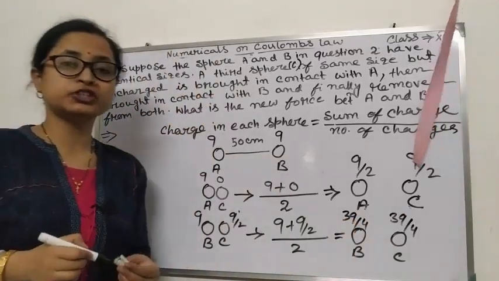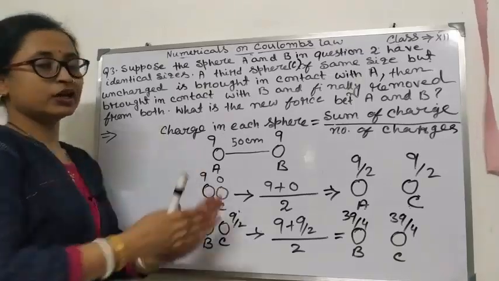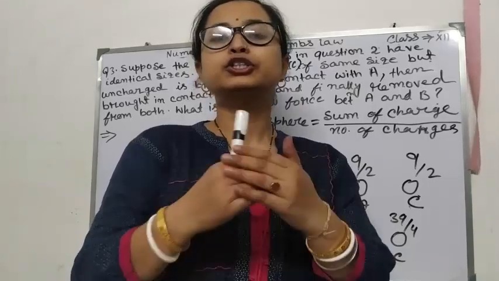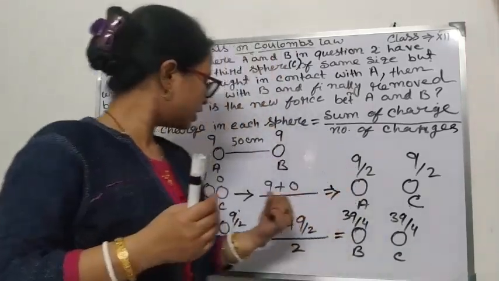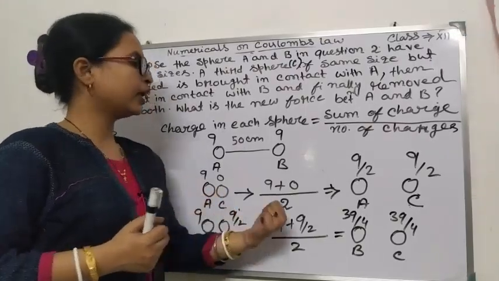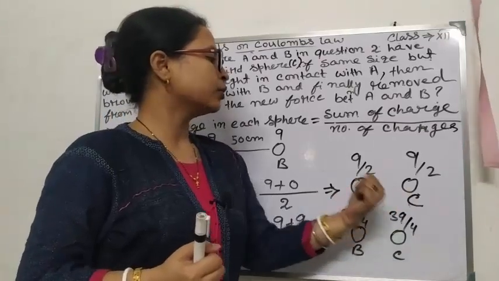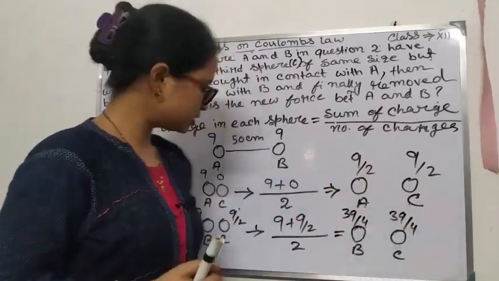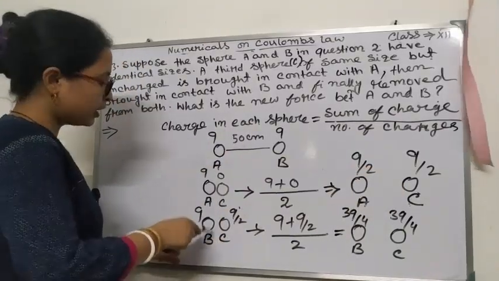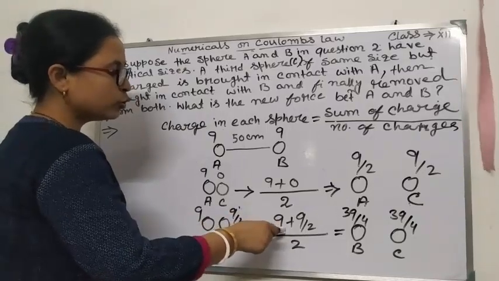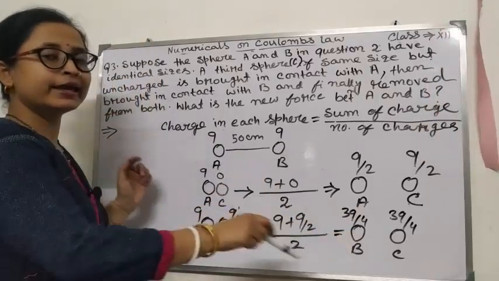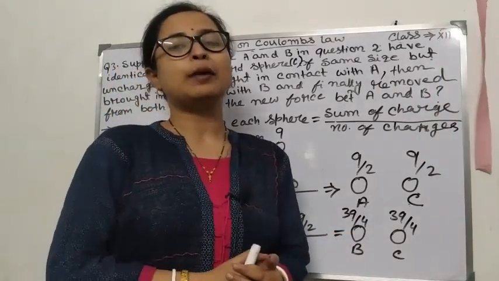This portion is from charging by induction. Whenever we bring a charged sphere close, after separation the charge gets distributed between the spheres. Here, when we bring the uncharged sphere C close to A, after separation A and C both contain Q by 2. Now C is brought close to B. As a result, the total charge is Q plus Q by 2 divided by 2, which becomes 3Q by 4 on each sphere. Clear? Now we have to apply Coulomb's law.